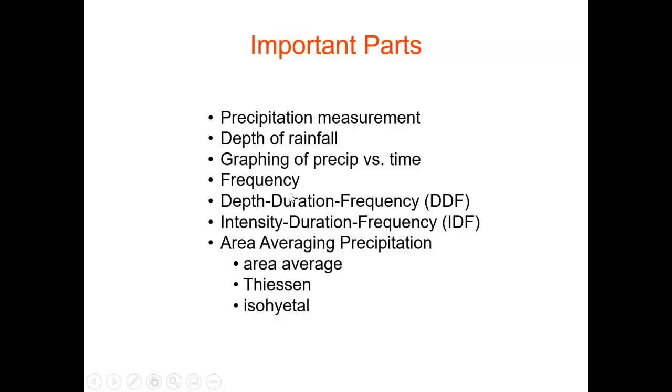So the important parts are that we can measure the precipitation, the depth of rainfall, which in some methods we call the volume, even though it's not a volume. And then we graph precipitation versus time, and we have different curves for the different frequencies. So we have the IDF curves. Usually that is what we use: the intensity, duration, frequency. Okay.